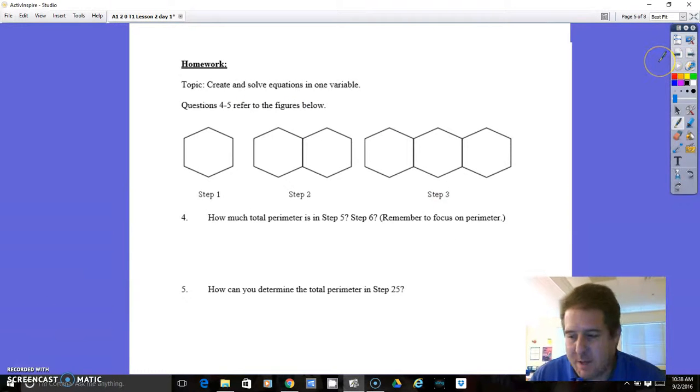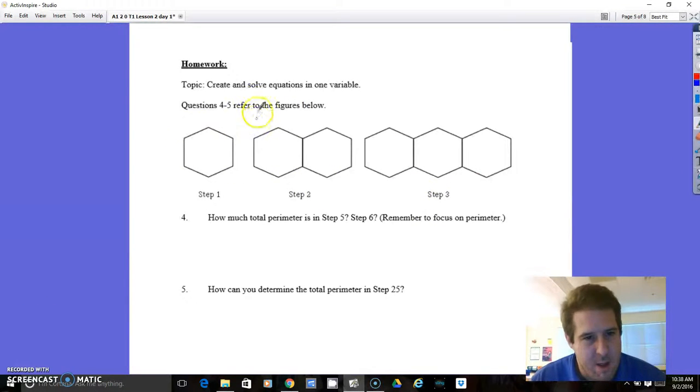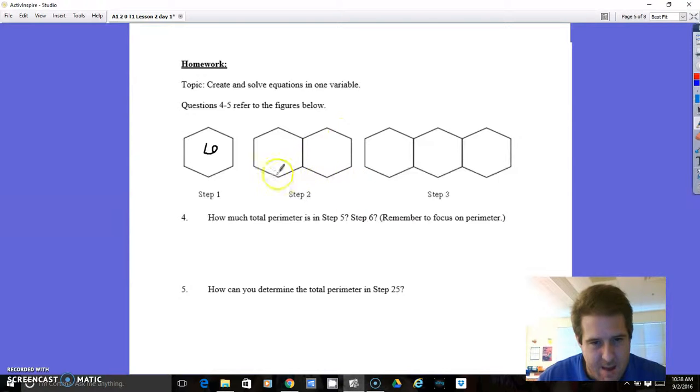What a lot of you are looking for is the homework. So here's the homework. Now, this homework, it says how much total perimeter is in step 5. Perimeter means the distance around. So the sides, 1, 2, 3, 4, 5, 6. This is a hexagon. 1, 2, 3, 4, 5, 6, 7, 8, 9, 10. If I start here, 1, 2, 3, 4, 5, 6, 7, 8, 9, 10, 11, 12, 13, 14.